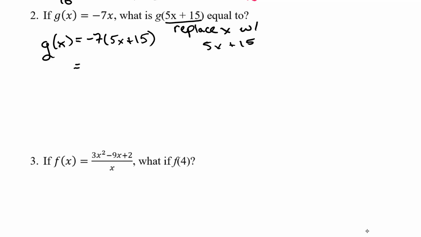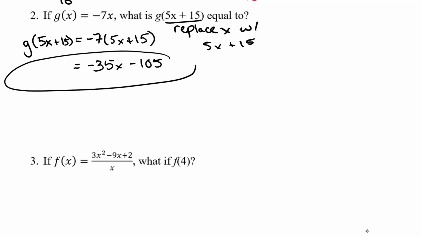And I've got negative 7 times 5, which is negative 35. And then I've got negative 7 times 15, which is going to be negative 105. And that problem, we're all set now. I'm sorry, I should have written g of 5x plus 15. That's my bad. So this is our answer.